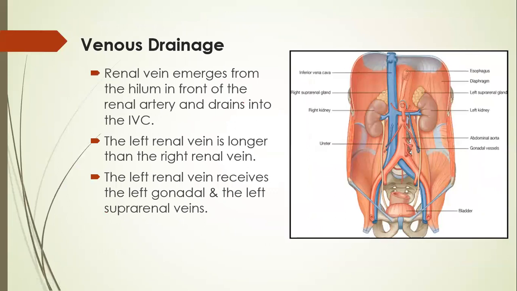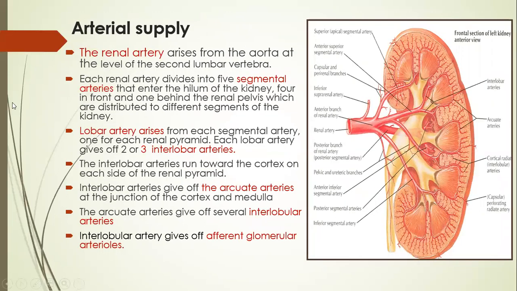The renal artery arises from the aorta at the level of the second lumbar vertebra, and it divides into five segments. If you see here, this is the renal artery, and it divides into one, two, three, four, and one behind. This is the fifth. These are called segmental arteries that enter the hilum of the kidney. Four are in the front and the fifth will be behind the renal pelvis, and they are distributed to different segments of the kidney.